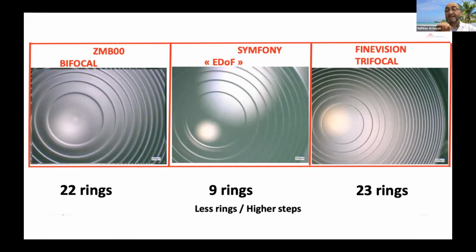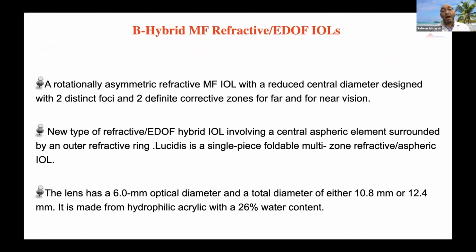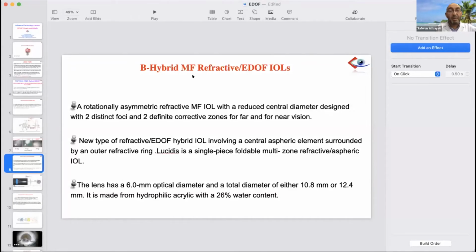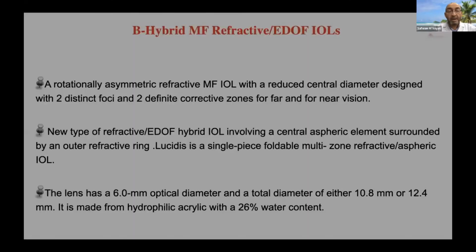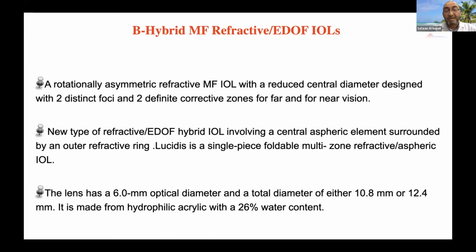The compensation is by the spherical aberration EDOF. Now, if we go to hybrid multifocal refractive, here it's a rotationally symmetric refractive multifocal IOL with a reduced central diameter design, the same concept, with 2 distinct foci and 2 definite corrective zones for far and for near vision.